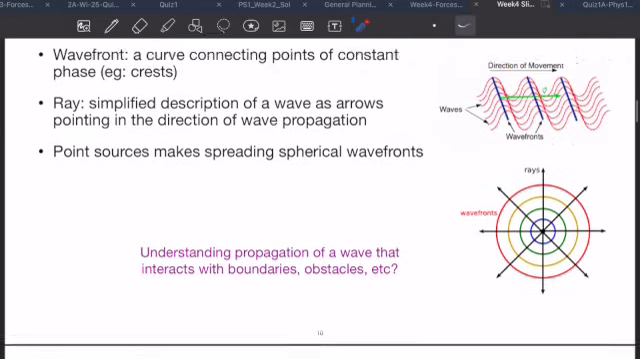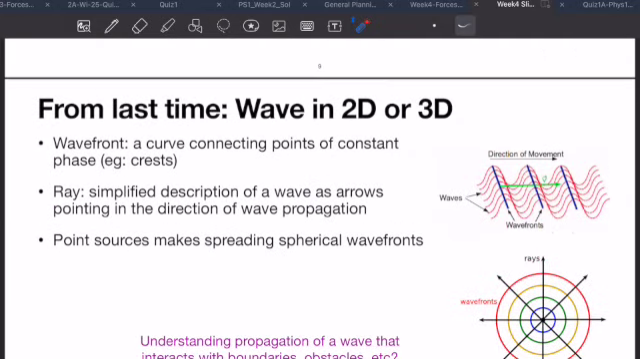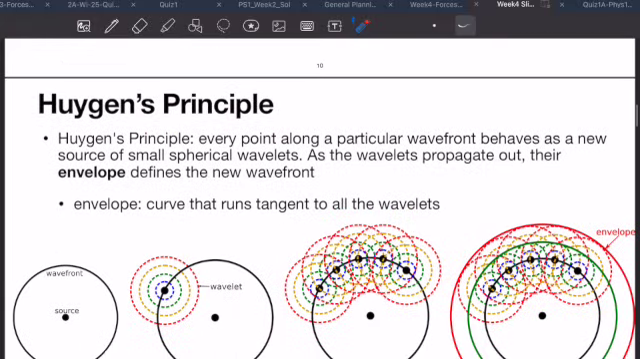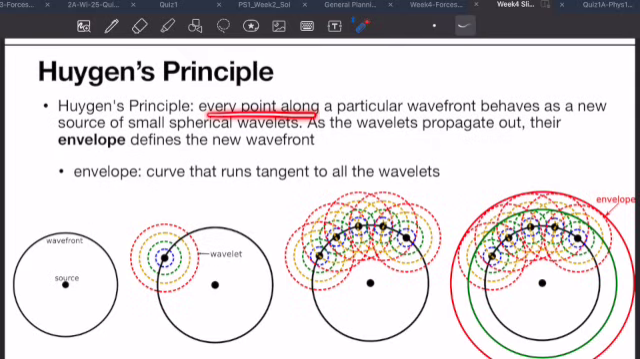The reason why I remind you of this is the understanding of wavefronts is important for Huygens principle. So as we talk about how waves interfere, how they interact, we need to be familiar with the ideas of wavefronts, with the ideas of propagation, and then finally with Huygens principle.